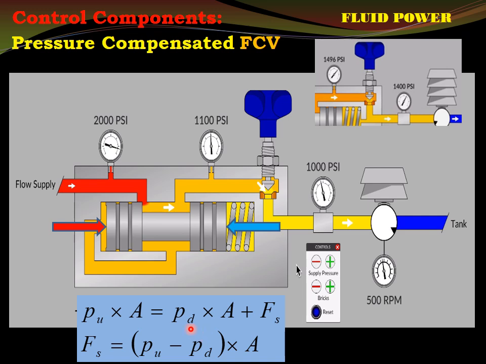till the same difference is reached. Okay, as the same difference is reached across this main spool, flow through this will also remain the same. Thus, this valve can compensate itself, sensing the load. That means actuation speed irrespective of the load will remain the same even with the FCV. Okay, that is the pressure compensated FCV.